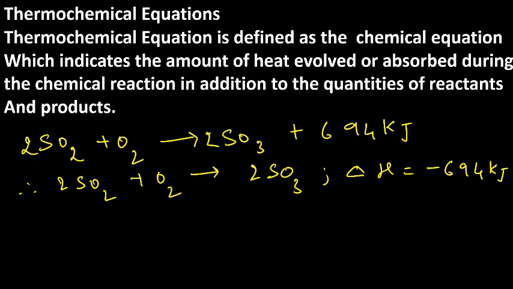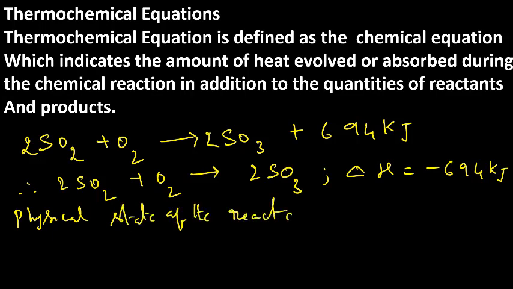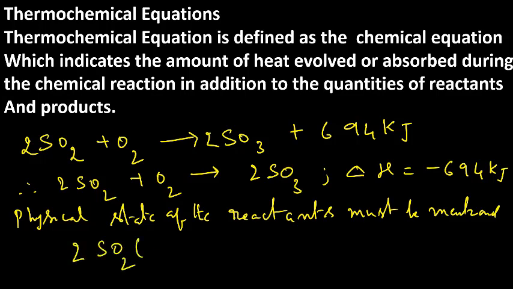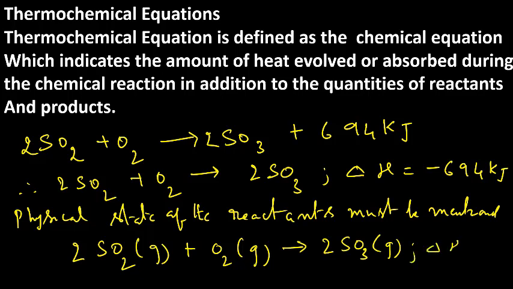In this thermochemical equation, apart from mentioning the energy changes, we have to mention the physical state of the reactants also. The physical state must be mentioned. That is, SO2 is gas plus O2 is also gas gives SO3, which is also gas. Delta H is equal to minus 694 kilojoules.